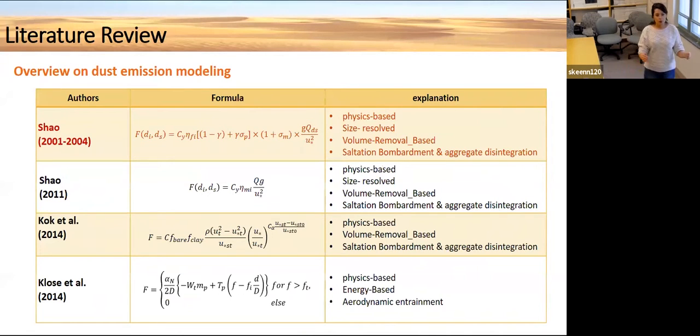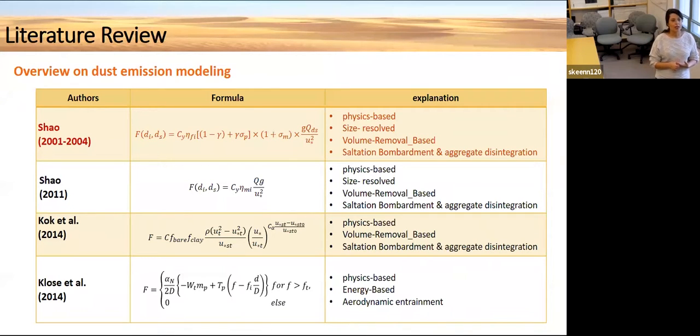But looking at different dust emission schemes helped us to choose Shao 2004 for our work to examine against crusted surfaces because of three reasons. One of them is that the Shao 2004 scheme is a size-resolved scheme, so it means that we can get dust emission for different particle sizes.